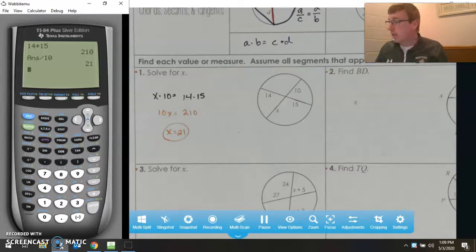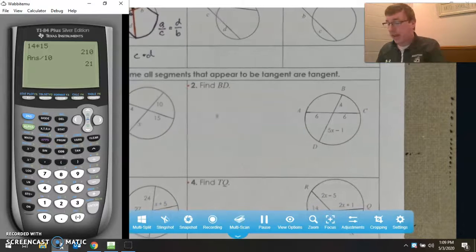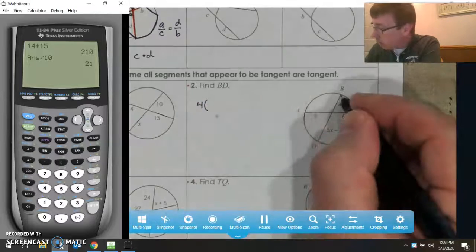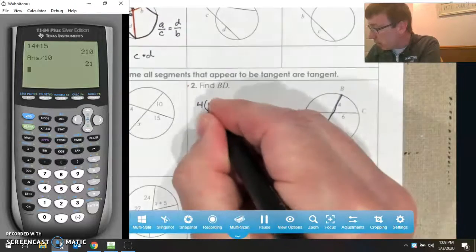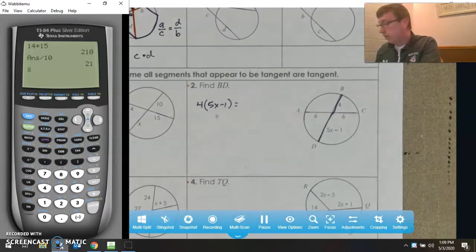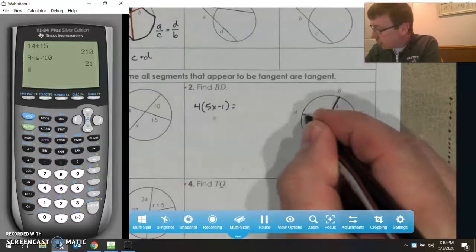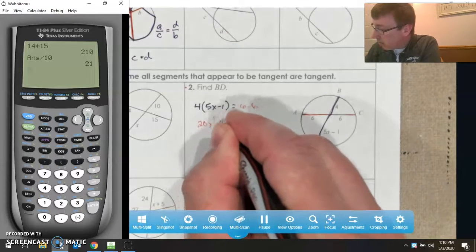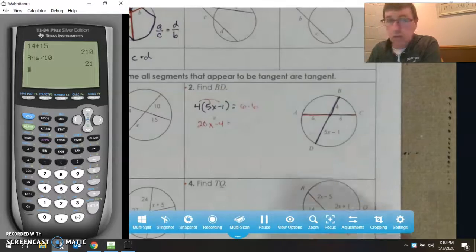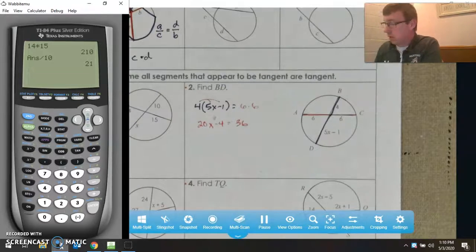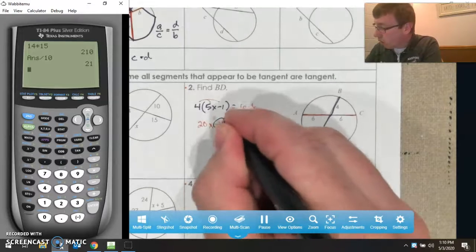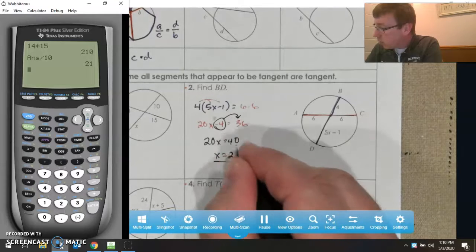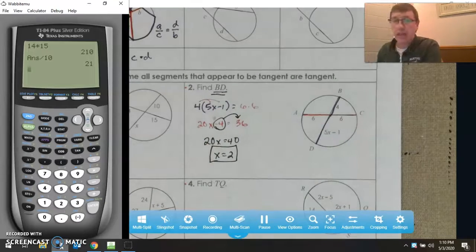Now, I'm going to look at number 2. Find BD. Again, 4 times 5x minus 1 will equal 6 times 6. So 20x minus 4 after we distribute will equal 36. I'm going to bring the 4 to the other side. So 20x will equal 40. X will equal 2. But remember, we have to find the length of BD.